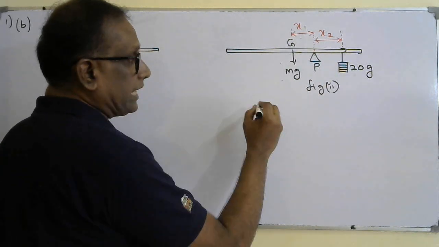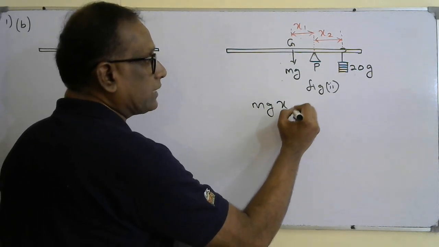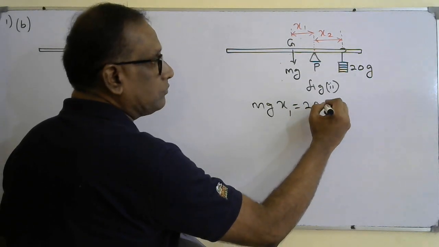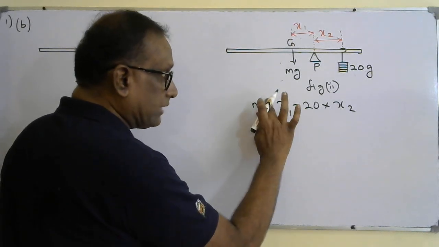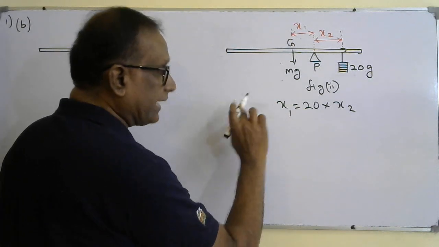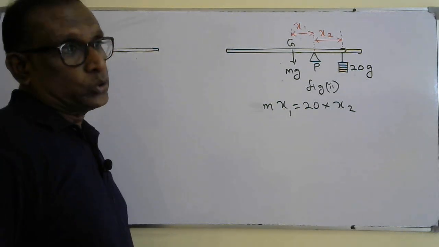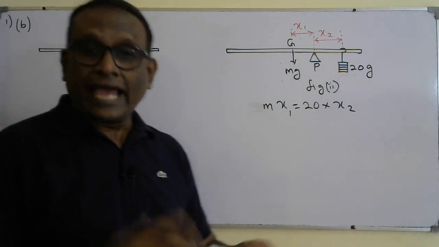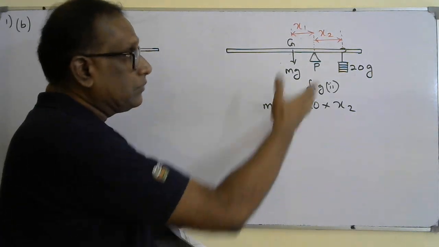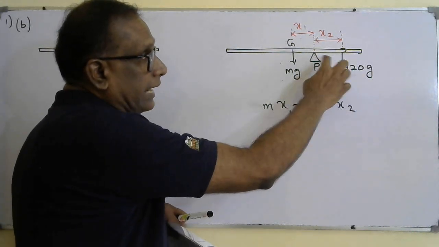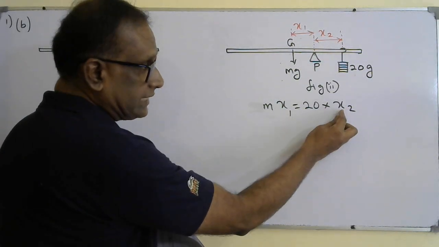If we know x1 and x2, we can use the principle of moments: mg times x1 is equal to 20 gram times x2. Here 20 is in grams, so I don't need to write the gravity; both are in masses, so the g gets cancelled, and I can calculate the mass of the ruler using this. But they ask for an accurate value, and we don't have any other mass, so we have to repeat the same procedure by keeping the 20 gram mass at different x2. So you need to change the position of the 20 gram mass, that is, change x2.